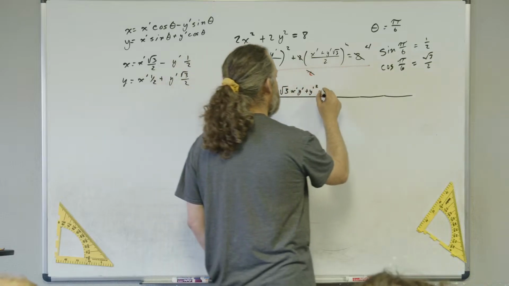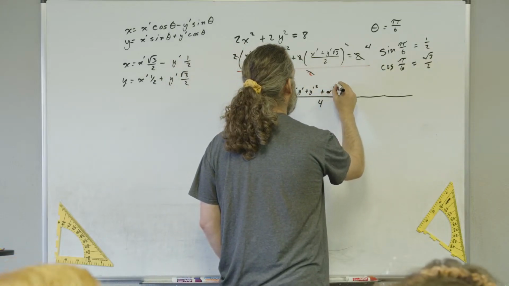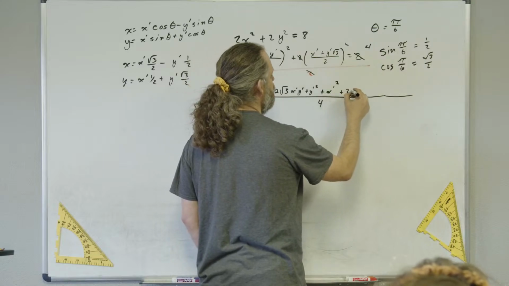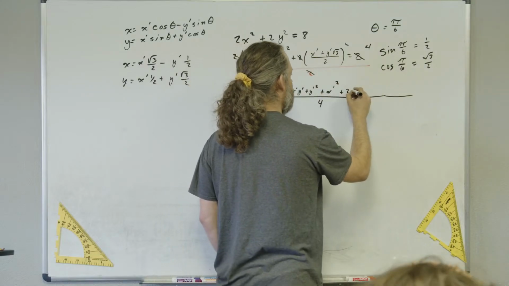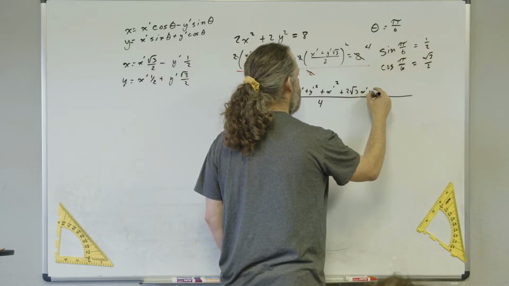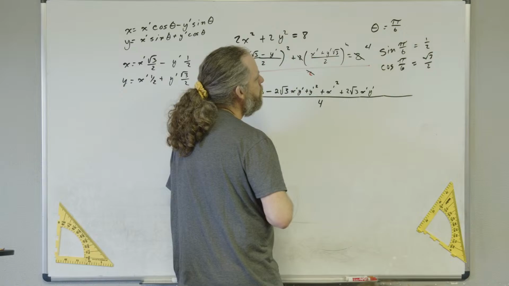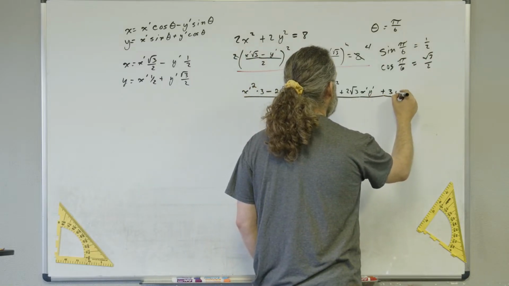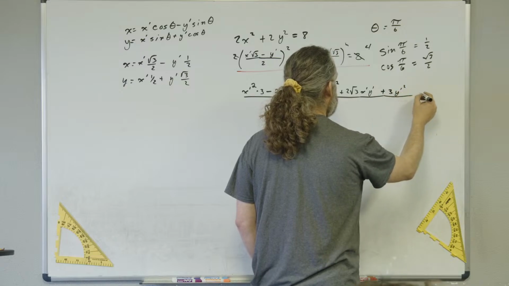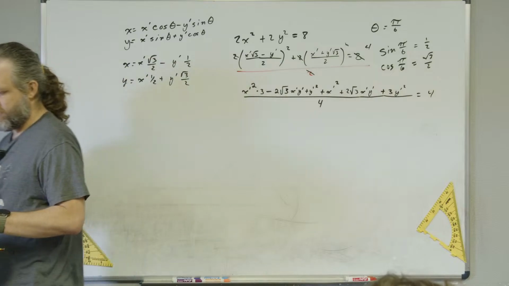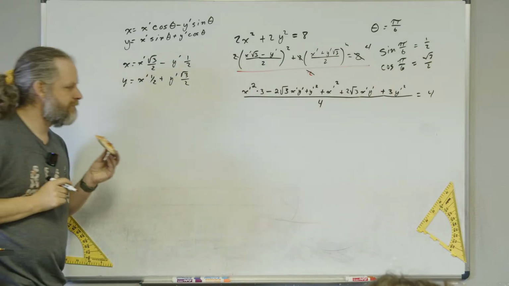And then plus x prime squared plus 2 times square root of 3 times x prime y prime plus 3y prime squared, and all that equals 4. It's a circle with a radius 4.